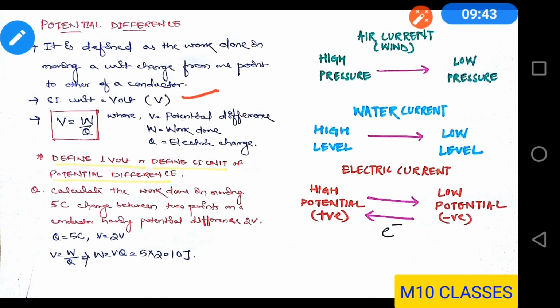Now what is this potential difference? What is the concept behind this potential difference? Now see here, suppose let us consider air current or wind. Wind always flows from high pressure to low pressure area. Similarly, water current flows from high level to low level. Now, what is the cause behind the flow of electrons or the flow of electric current? Now, the electric current flows from higher potential to the lower potential.